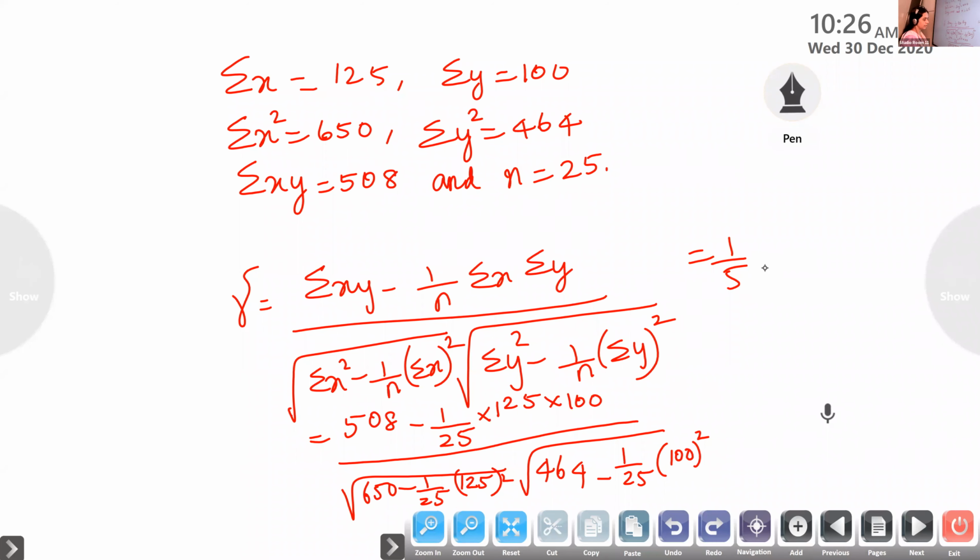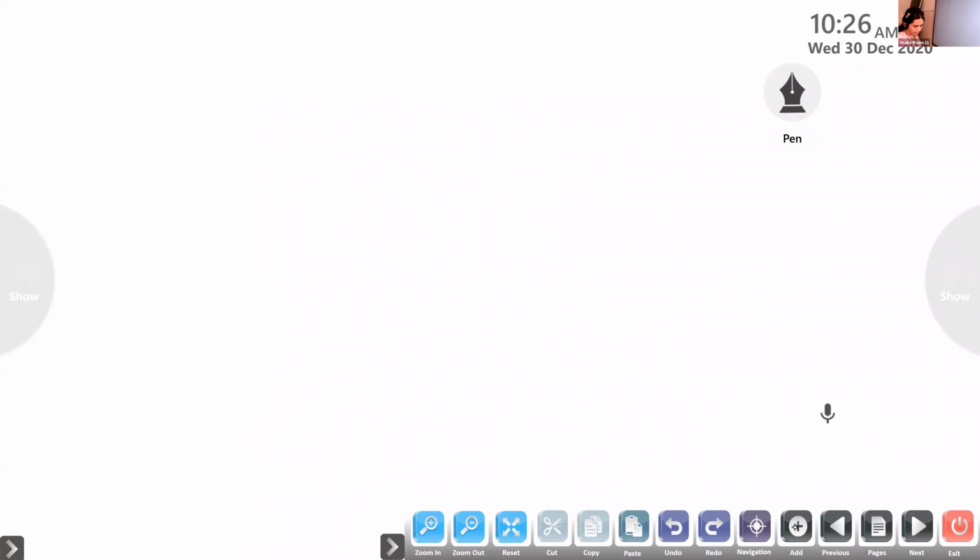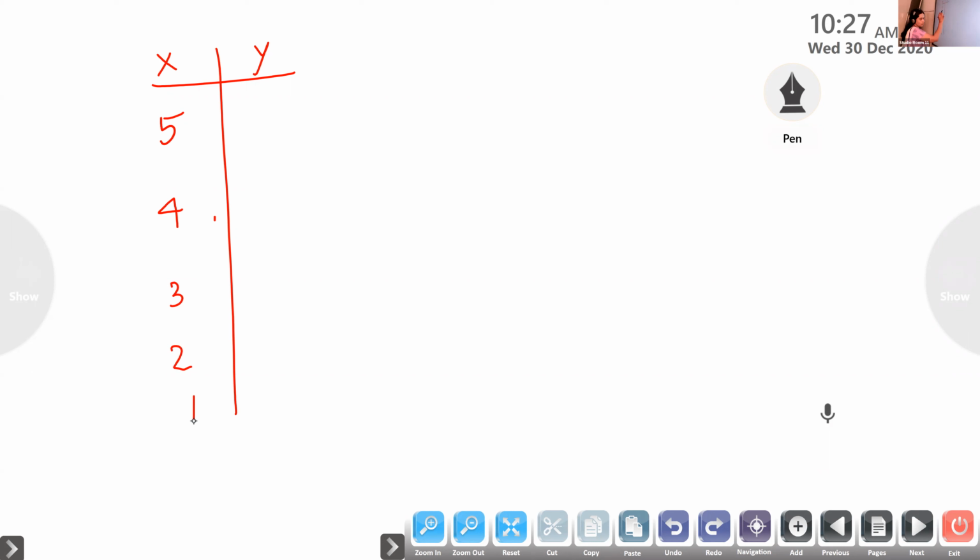Next, a table is given. Find Karl Pearson's coefficient of correlation. The data are given like this: x is 5, 4, 3, 2, 1 and y is 10, 8, 6, 4, 2.